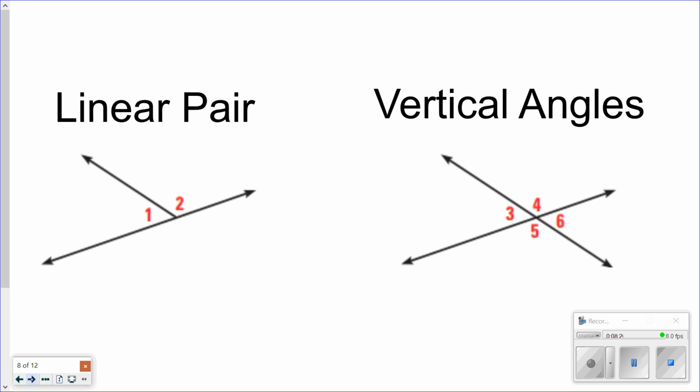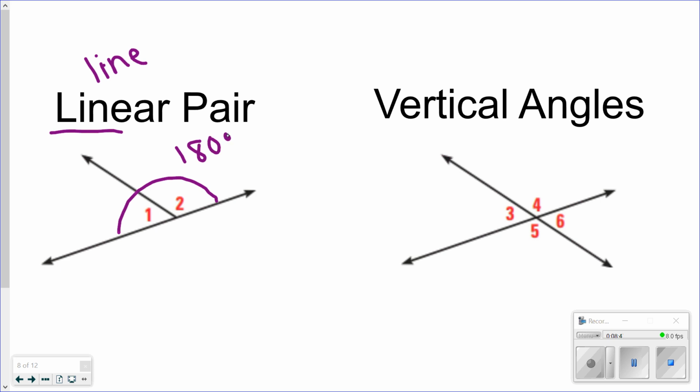Next, we're going to learn about a linear pair and a vertical pair. So linear pair, it kind of looks like the word line. The word line's actually in it. So we know that two angles that are adjacent, they create a line. And we also see that means they're supplementary. They're equal to 180 degrees.